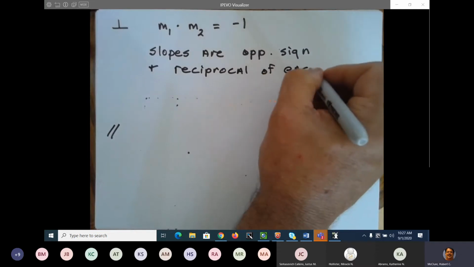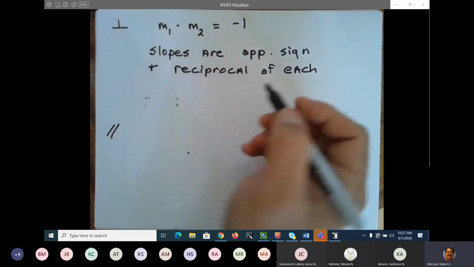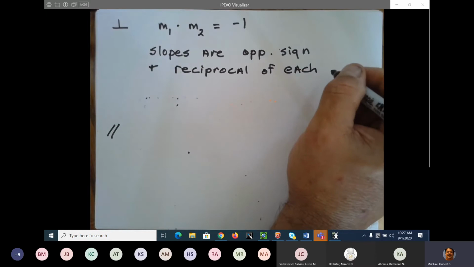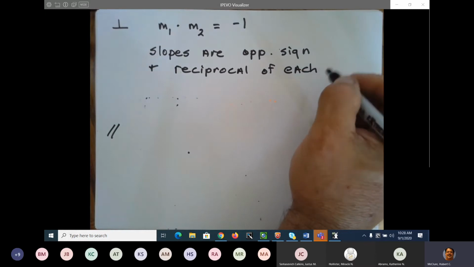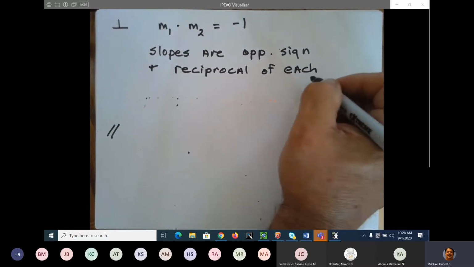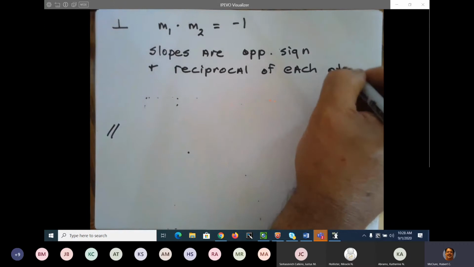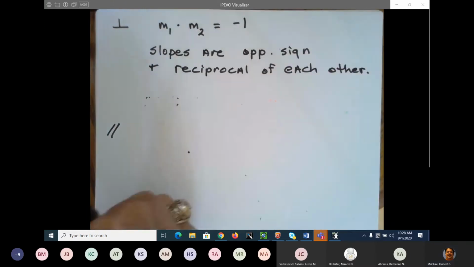And I always have to check to see if reciprocal is spelled right. Somebody check that for me because I'm not an English teacher. Sometimes I do mess up. Okay, reciprocal of each other.